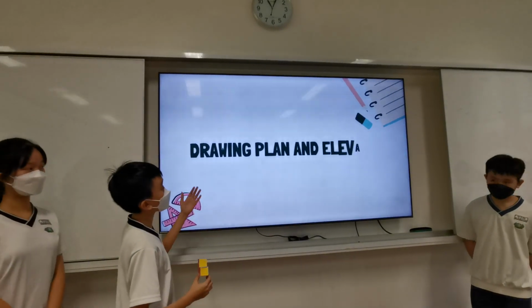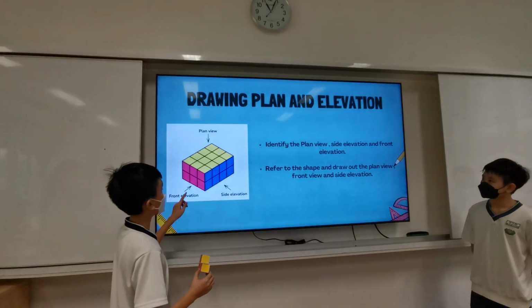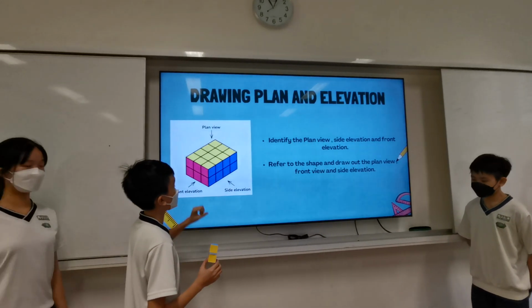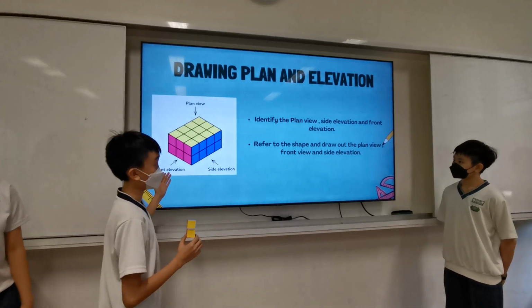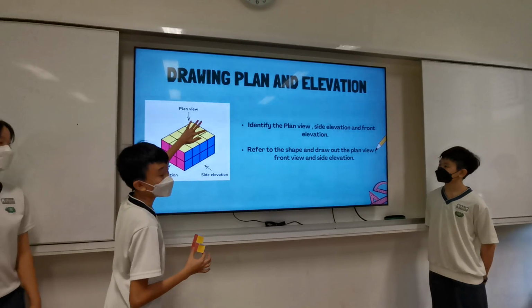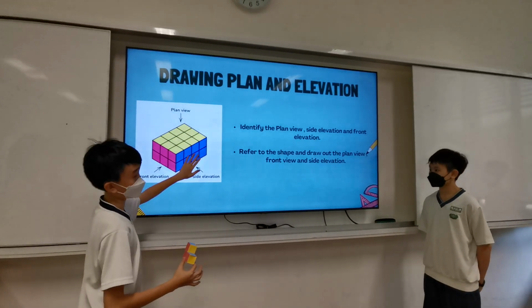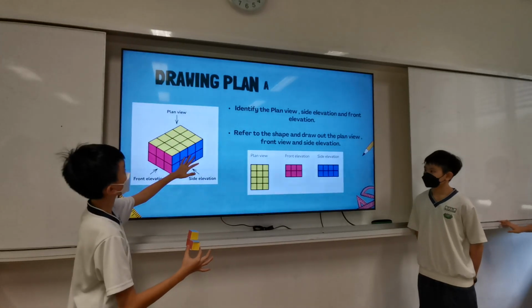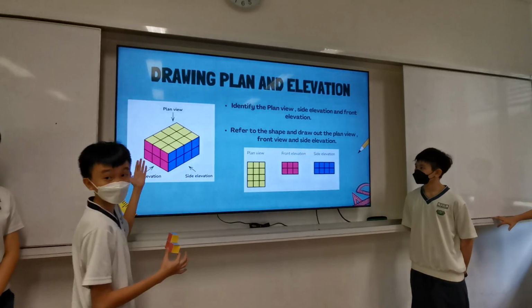So next, drawing, plan and elevation. So firstly, the most important part, we need to identify the plan view, side elevation, and front elevation first. Then we can refer to the object and draw out the plan view, front elevation, and side elevation. So this would be the plan view, front elevation, and side elevation for this object.